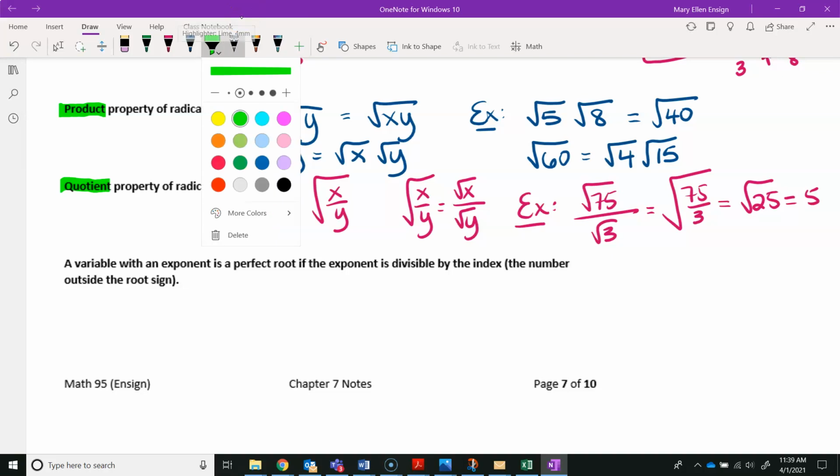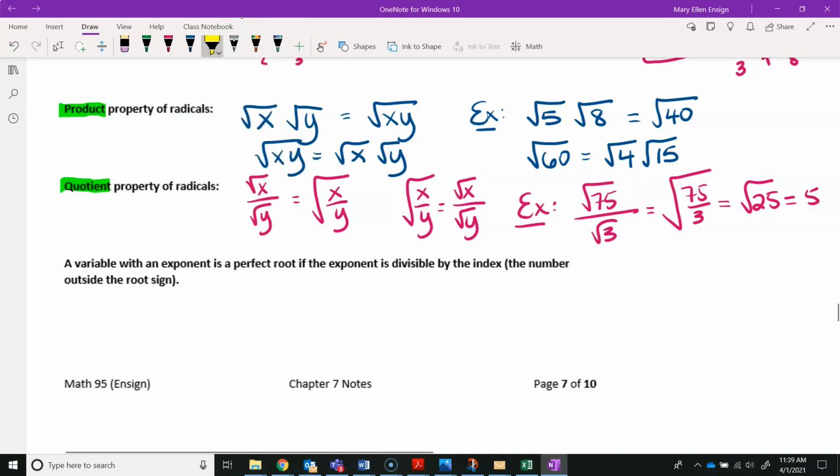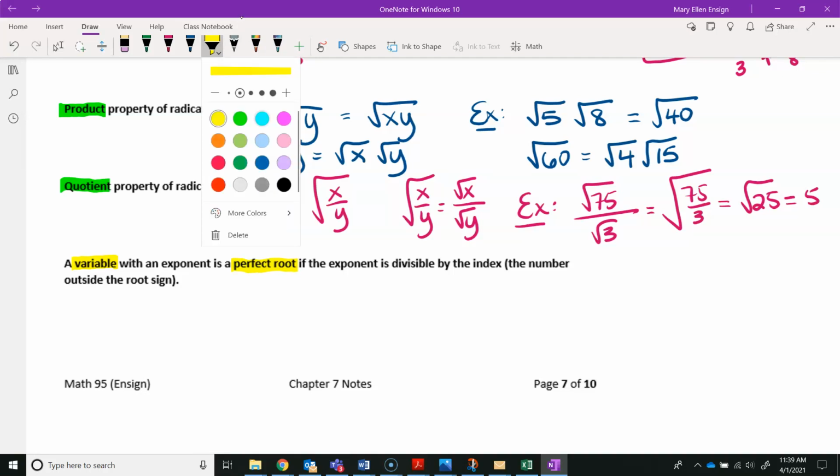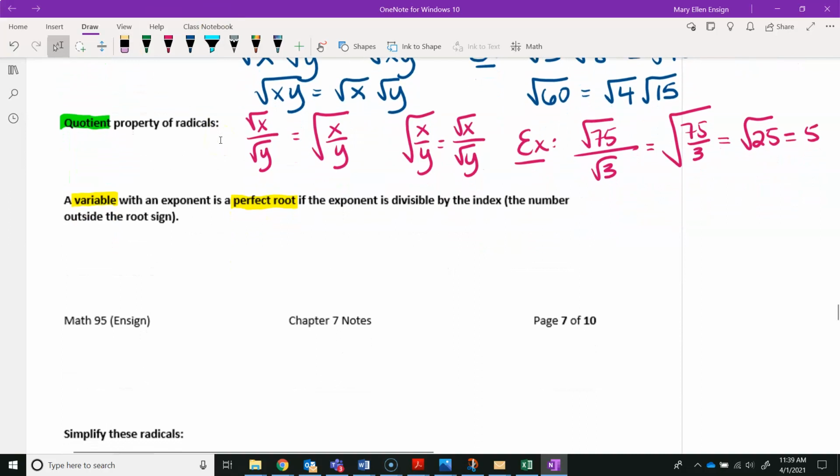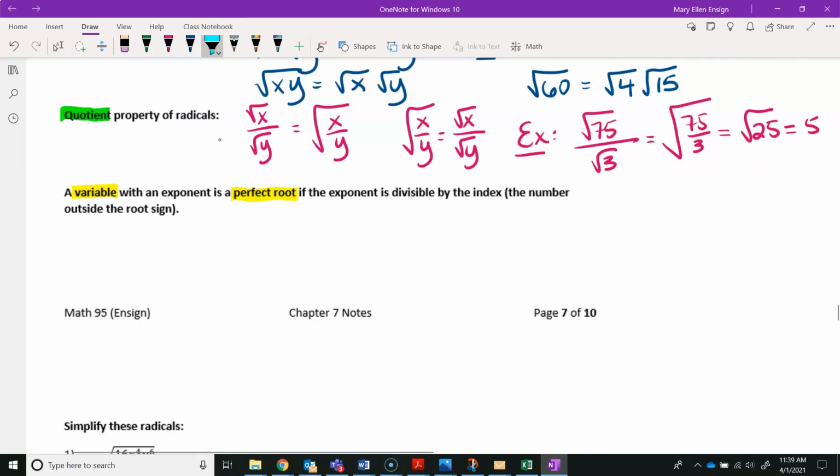Okay, now we have talked about perfect squares and cubes and everything dealing with numbers, but let's look at variables now. And so this says, and this is going to sound like a mess when I first read it, so just hang with me here. A variable with an exponent is a perfect root if the exponent is divisible by the index. Okay, so what in the world does that mean?